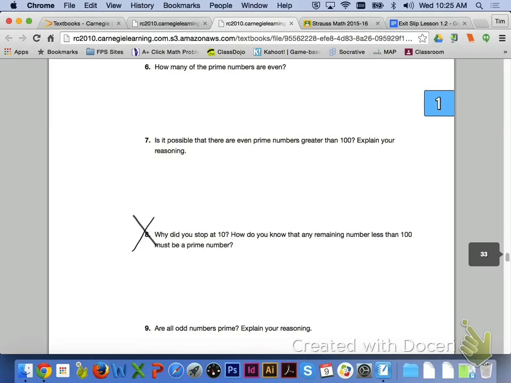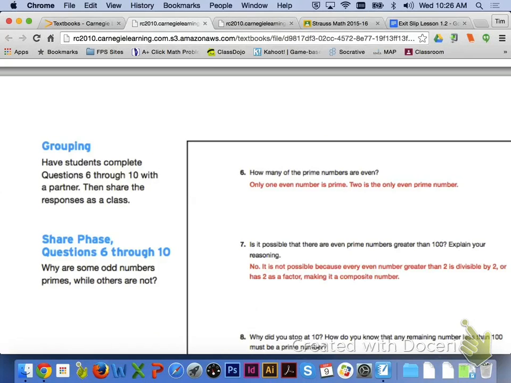Let's turn to the top of page 33, and with your group members, I would like you to do number 6, 7, 9, and 10. We are skipping number 8. I put an X through it, so 6, 7, 9, and 10 with your group members. If we take a look at number 6, only one even number is prime. 2 is going to be the only even number that is prime from our list.